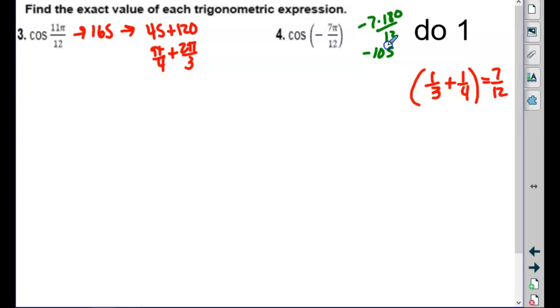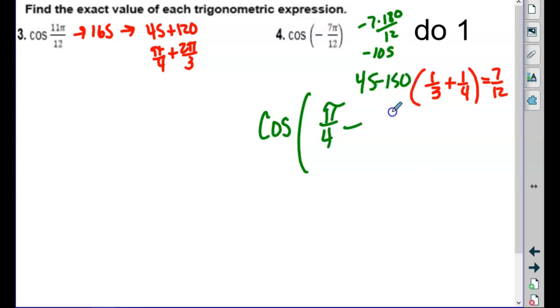60 minus... How about, what do we want? Negative 105? 45 minus 150? Does that work? That'd be negative 105? Okay, so what is 45 in radians, though? Oh my gosh, guys, pi over 4, and minus 150 would be minus 5 pi over 6.